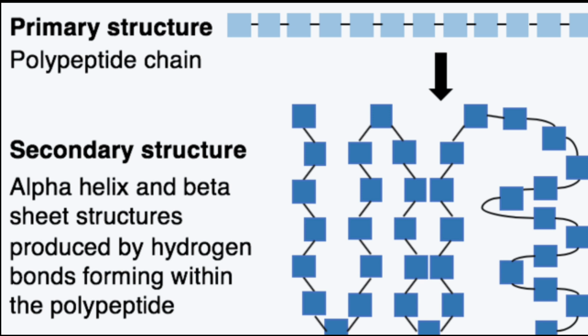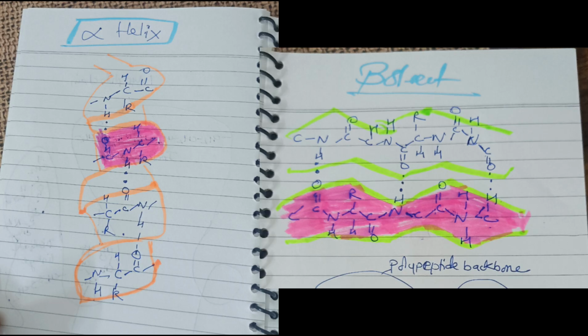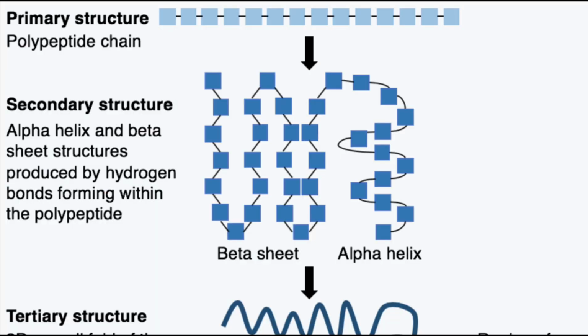Then the secondary structure is local folding. Next comes the secondary structure, which refers to the regular repeating folding pattern within segments of a polypeptide chain. The two most common types are the alpha helix and the beta pleated sheet. The alpha helix is a right-handed coiling stabilized by hydrogen bonds between every fourth amino acid. The beta pleated sheet is formed when segments of a polypeptide lie side by side and form hydrogen bonds. These structures are stabilized by hydrogen bonds between the backbone atoms and not the side chains.